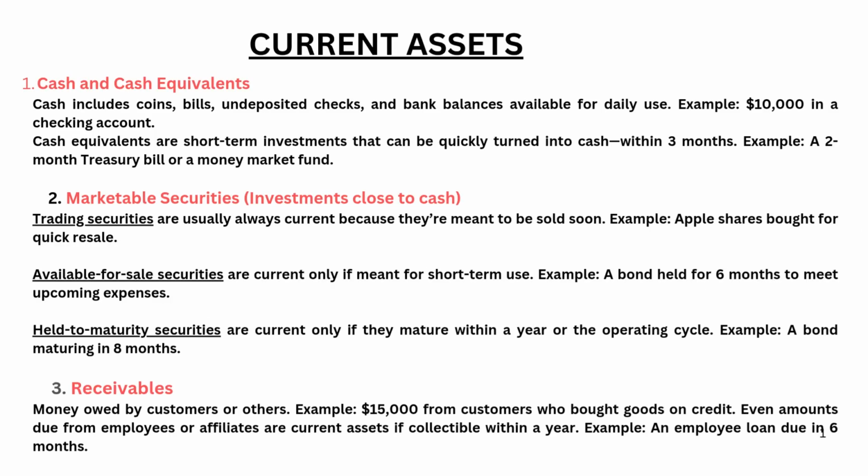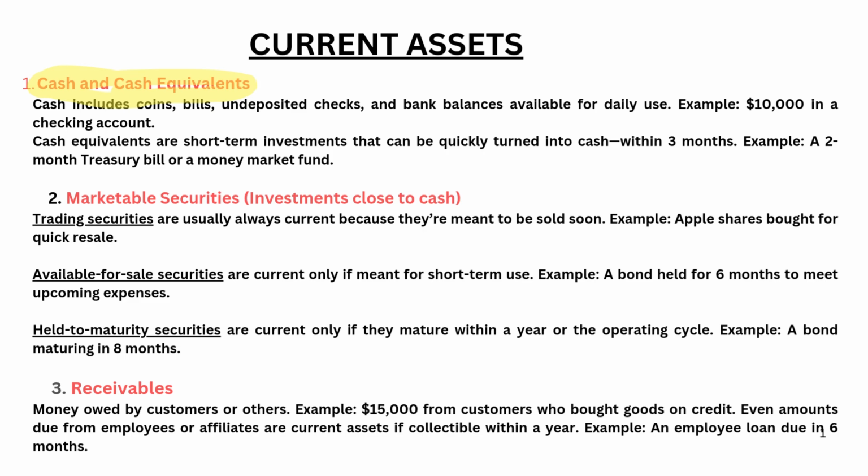Alright, now that we know what current assets are, let's break them down one by one, because this category includes several different types of assets. Let's go through them with examples to make it easy to understand. 1. Cash and cash equivalents. This is the most liquid asset, meaning it's ready to use immediately.